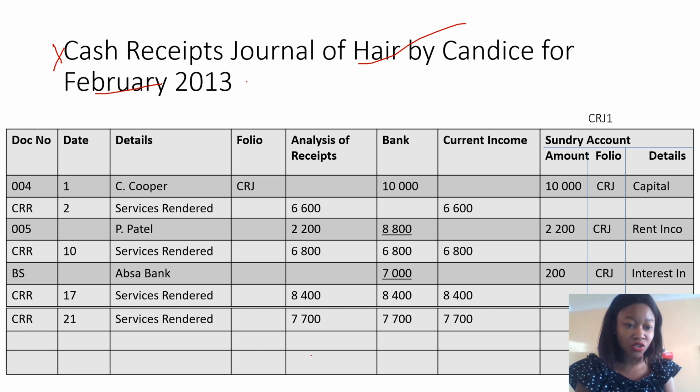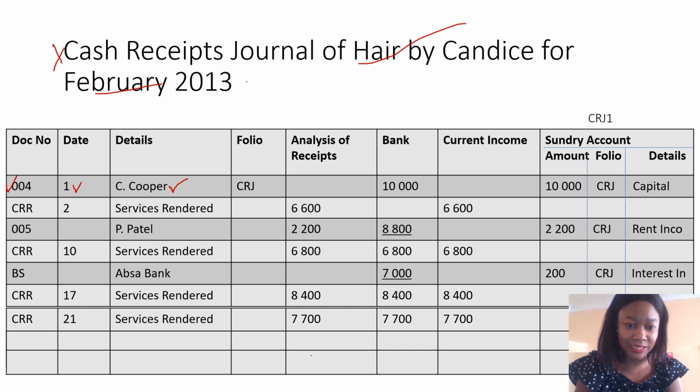The first thing that is required from us is to give the source document number. And in this transaction, they said that they issued receipt number 004. So there we have 004. And on which day of February did this transaction take place? On the 1st of February. Who did we receive this money from? We received the money from C. Cooper.